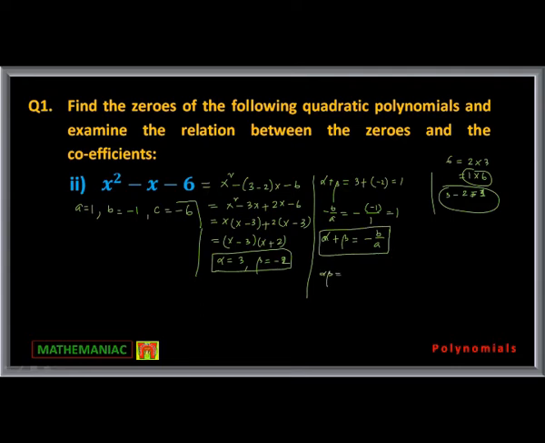Now what is the next part? Alpha beta you have to find. That is 3 times minus 2 giving you minus 6. And what is c by a? Value of c is minus 6, and this is 1. Then you got alpha beta equal to c by a. Now have you verified these two results? Yes, exactly. So this is the way we proceed.